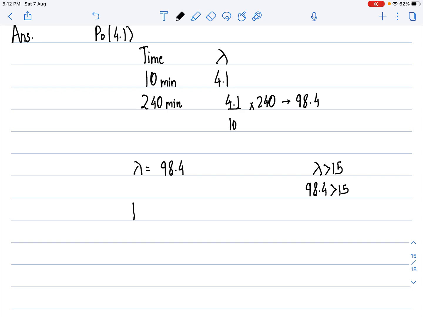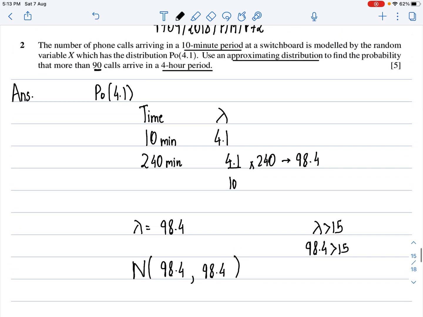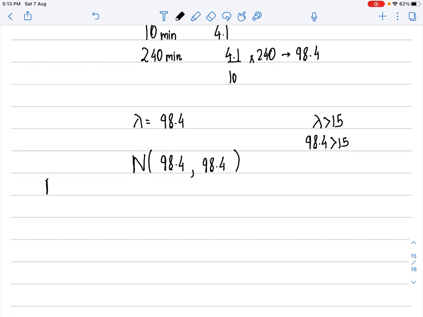So I can write this as normal, and I know in the normal distribution it's always lambda comma lambda. So I write 98.4 comma 98.4. So now we are dealing with the normal distribution. So now it's basic. We basically need more than 90 calls. So I need the probability of x to be more than 90.